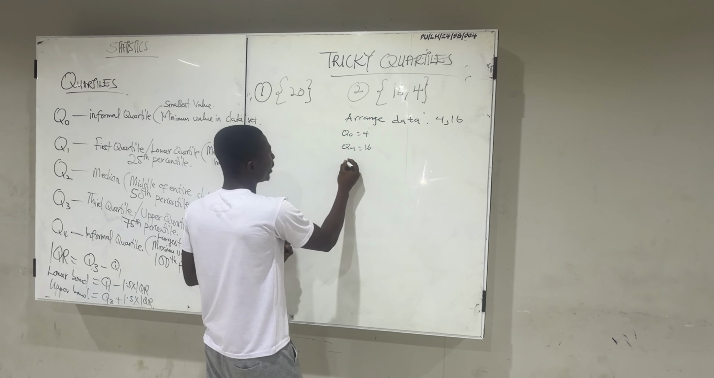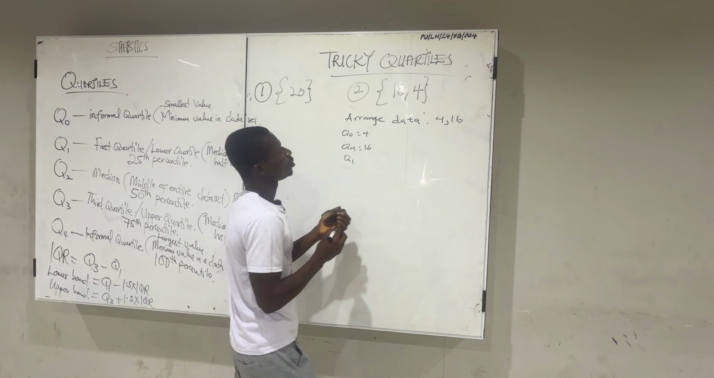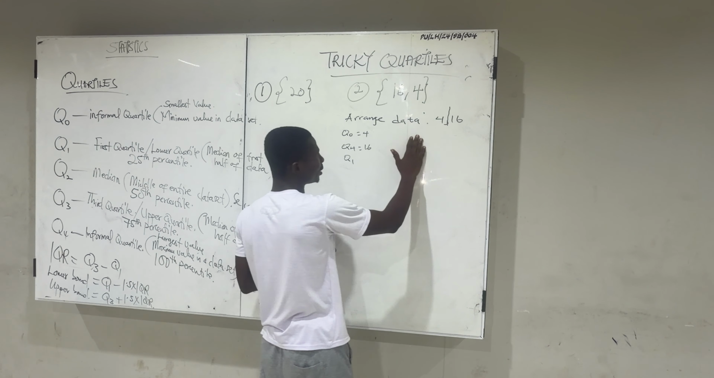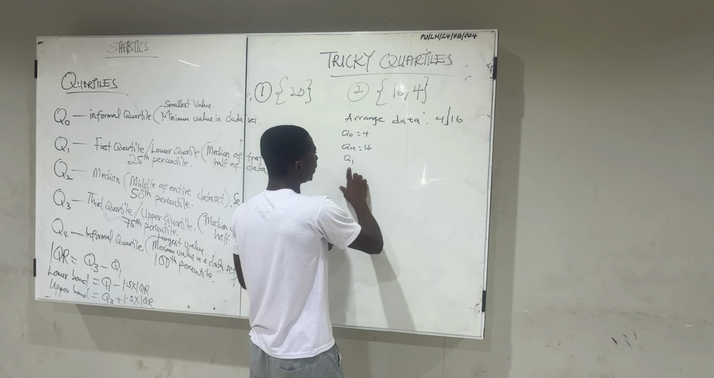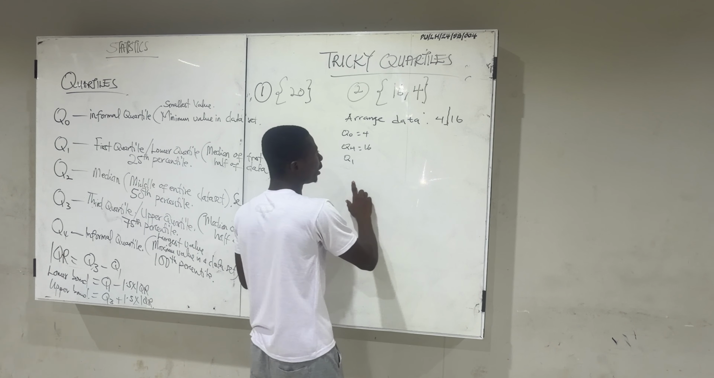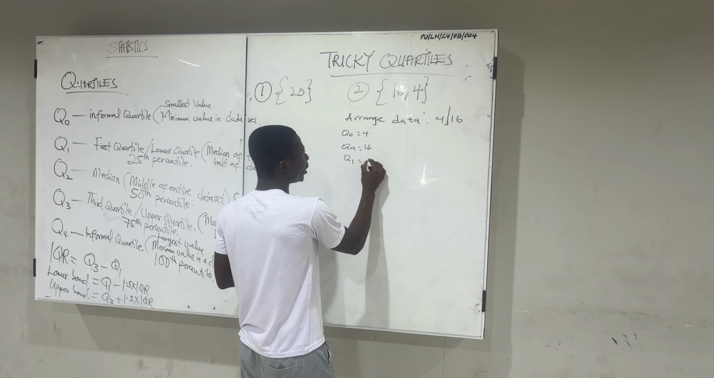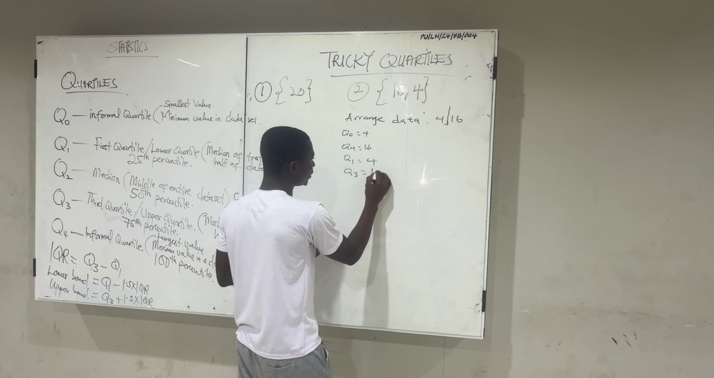Now, to find our Q1 here, since the data here is even, you are going to divide the data into 2. So I'm going to have 4 at one side and 16 at the other side. Now, here Q1 is 4, then our Q3 will also be 16. So our Q1 is 4, then our Q3 is also 16.